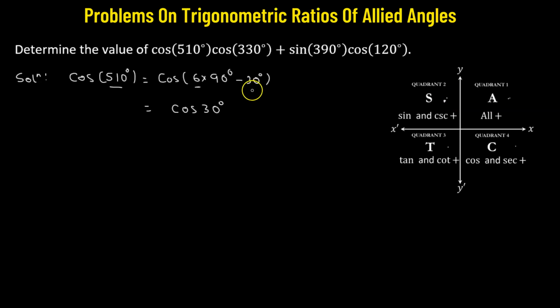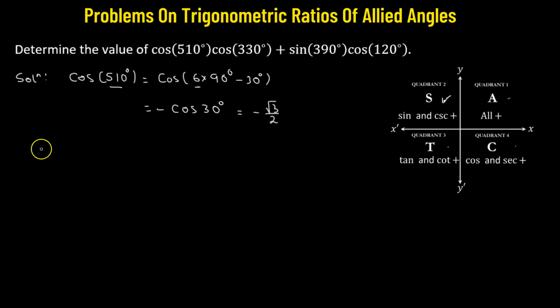Now we are also subtracting 30 degrees from it. 30 is a very small angle, lesser than 90 degrees. So we are still going to stay in the second quadrant. Now in the second quadrant, only the sine and the cosecant are positive. Everything else is negative. So we should get negative cosine 30 degrees, and cosine 30 corresponds to square root of 3 over 2, so our value will be negative square root of 3 over 2.